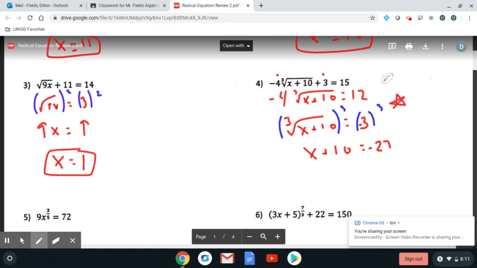All right, now last step to get x by itself is subtracting a 10 on both sides. So we end up getting x is equal to negative 37. And that's our final answer.